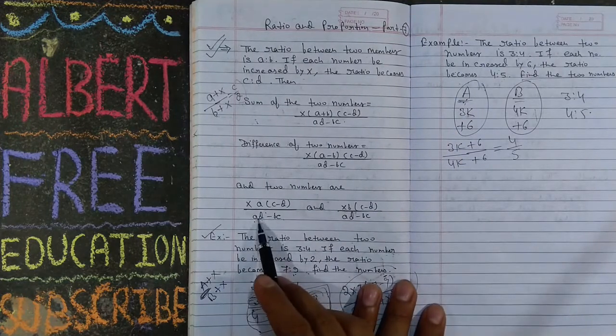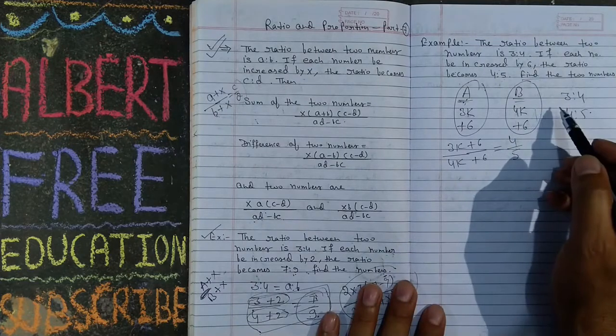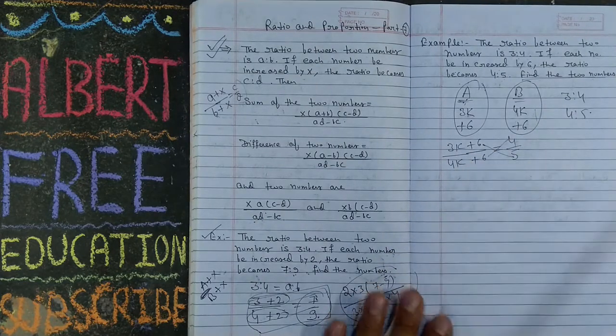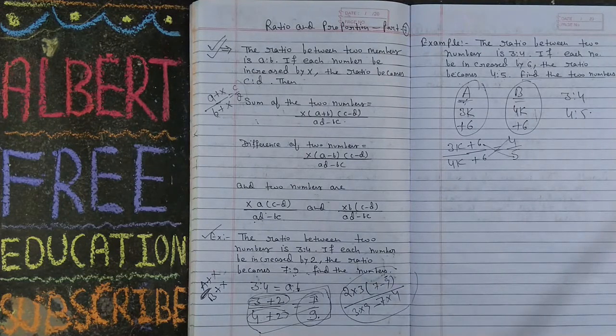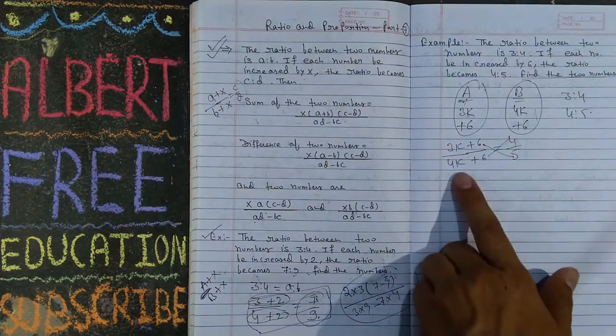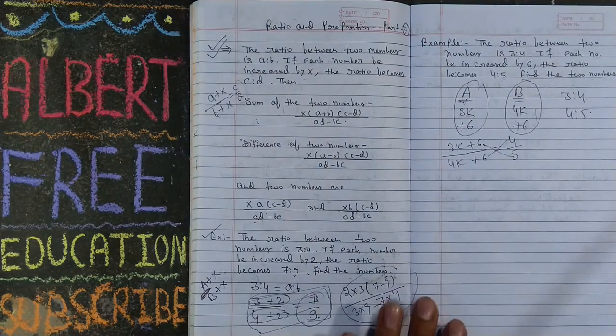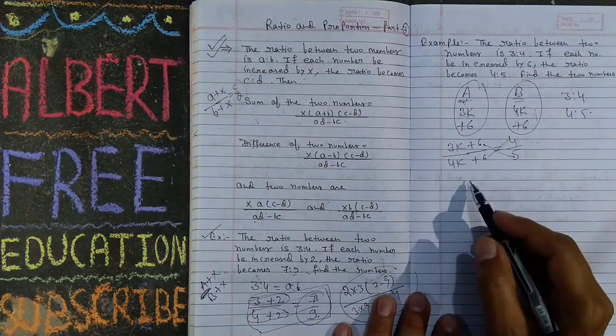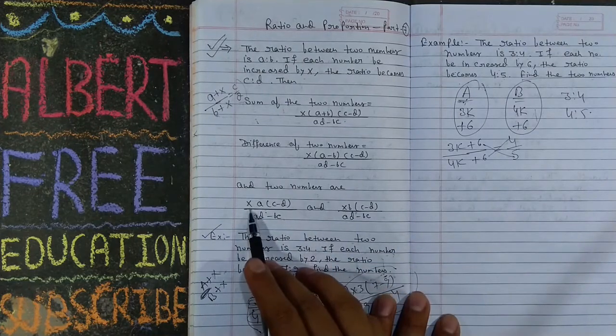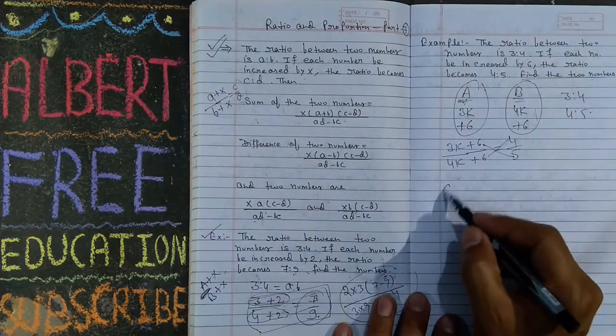So by the help of this we are solving. What is x? You can also solve by this method. At first you have to find k, then you have to put the value here, and you will get the result. But you have a shortcut method. What is x? X is 6.